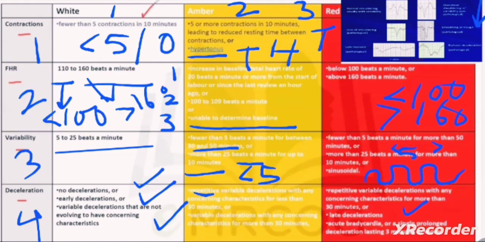If there is variable deceleration with any concerning features for more than 30 minutes, it is suspicious. Or if there is late deceleration, pathological deceleration, or acute bradycardia for 3 or more minutes, it's completely pathological, and we need to expedite the delivery. If we are in the first stage, we need to think about cesarean, and if we are in the second stage, in the active phase, keeping in view all the criteria are met for the application of forceps, we go for the delivery. Thank you.